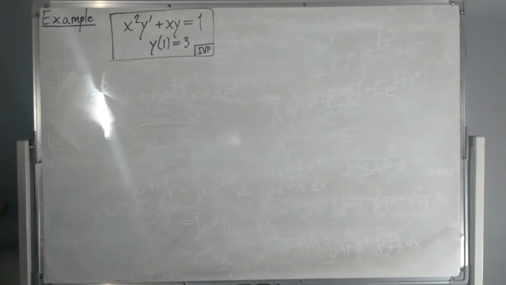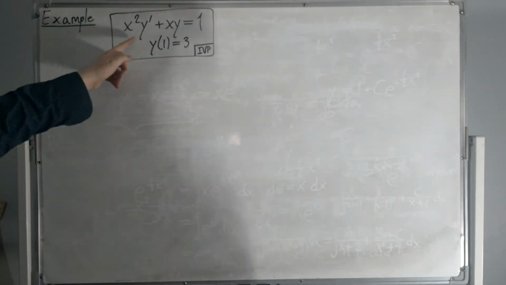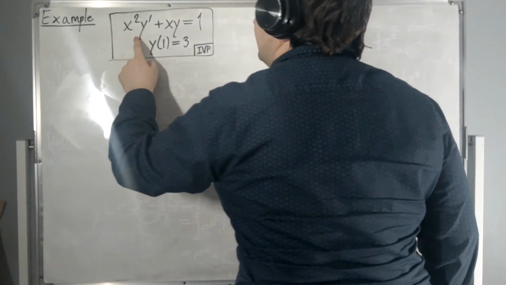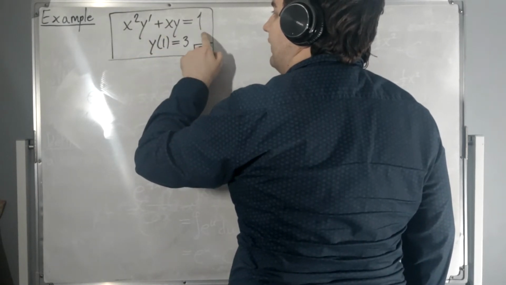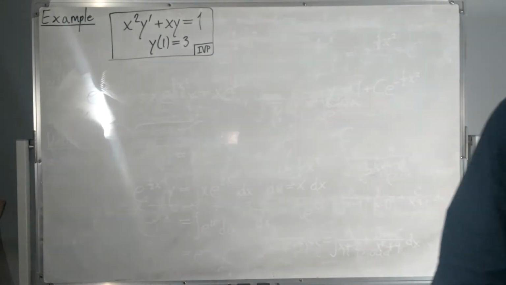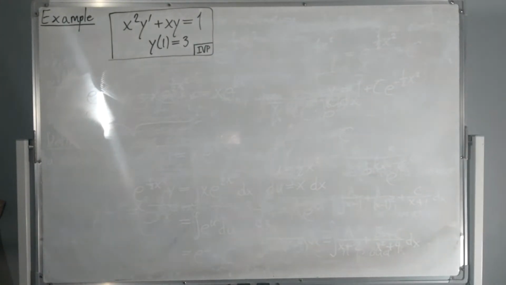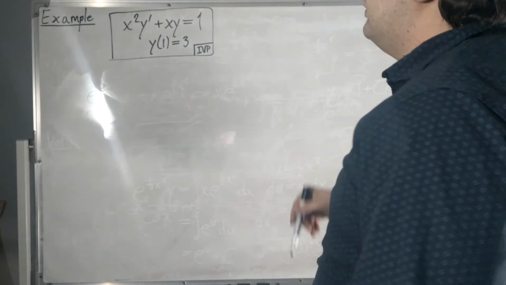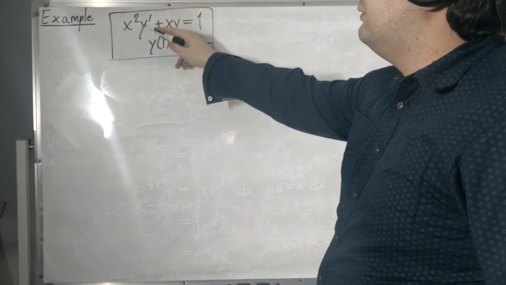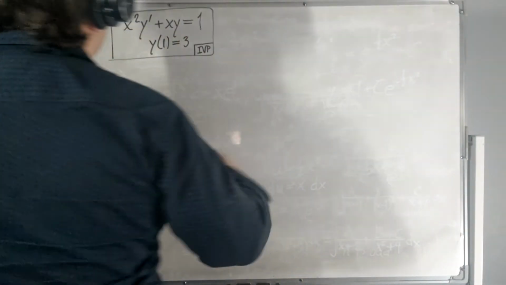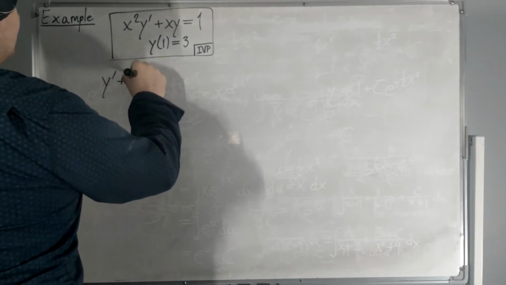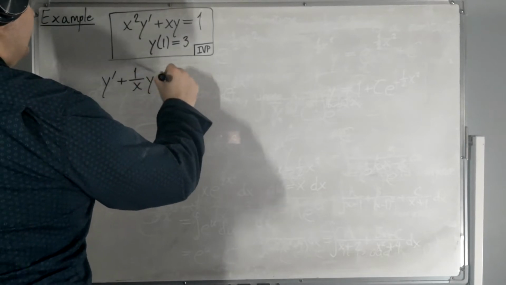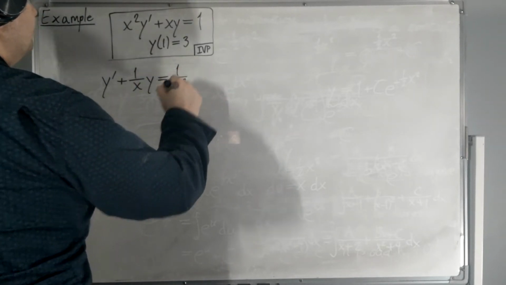All right, so again, this is a linear first order ODE because it is a linear combination of y and its derivative being set equal to a function of x. So we can definitely use the method of the integrating factor here. First thing we've got to do though is put it in standard form, which means divide everything by the coefficient of y prime. So divide everything by x squared. We'll get y prime plus 1 over x times y equals 1 over x squared.